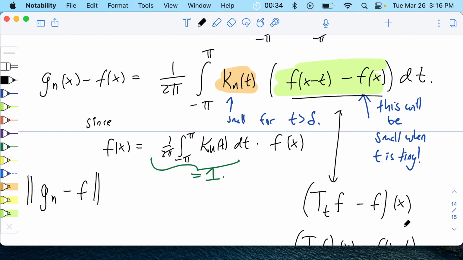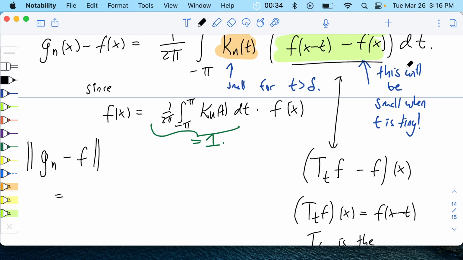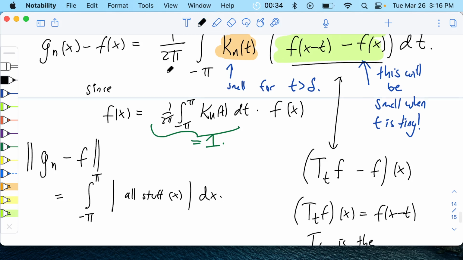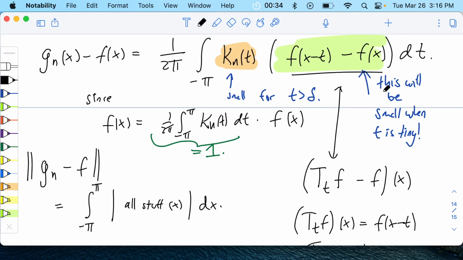It's tt of f minus f evaluated at x, the shifted version of f, minus f evaluated at x. And I'm going to do the norm. So when you do the norm, you're going to integrate up. You do the absolute value of all this stuff, and you integrate it. So you should really imagine we're doing the integral from minus pi to pi of absolute value of all stuff of x dx, where all stuff means everything in there. I just need to upper bound it. I just want it to be less than pi, so I'm going to write it like this.